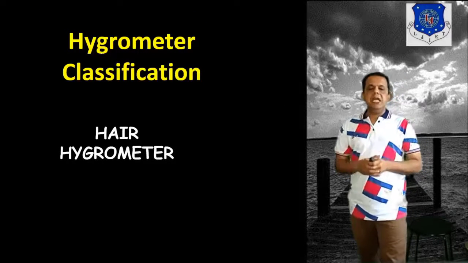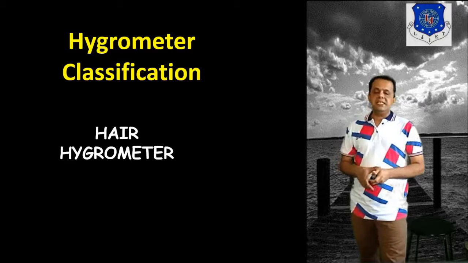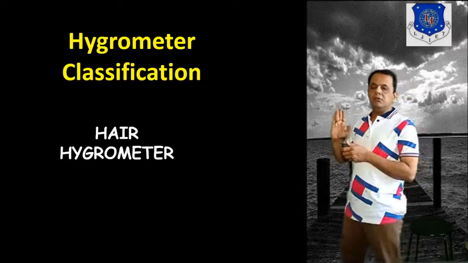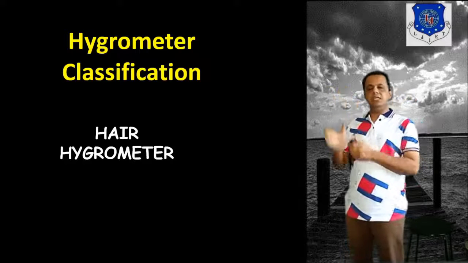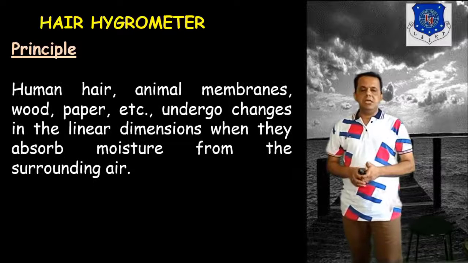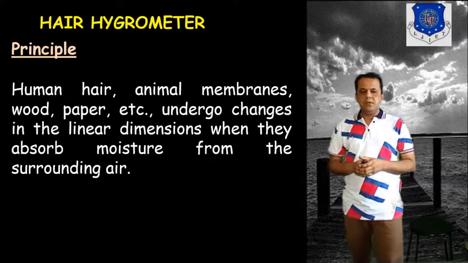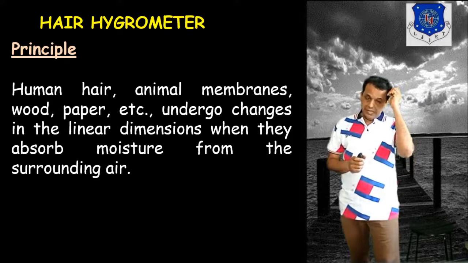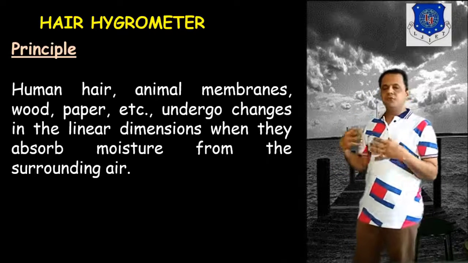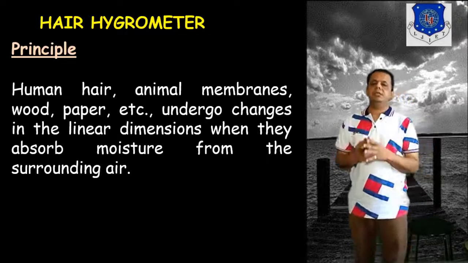The other one is the hair hygrometer. As I said in the previous session, this was invented in the very early years, somewhere in Italy. The principle is very simple. Like we talk about the human hair, human hair, or say animal membranes, or wood or paper, these are all organic materials.